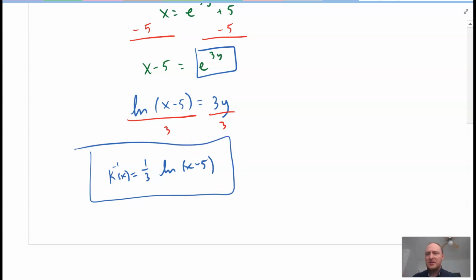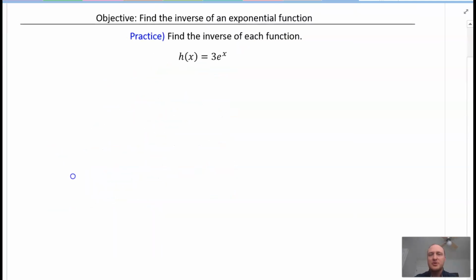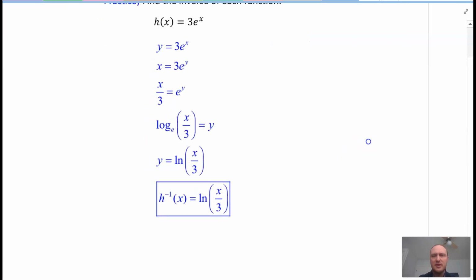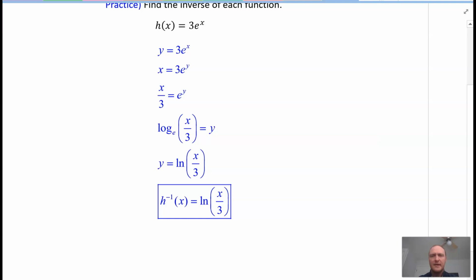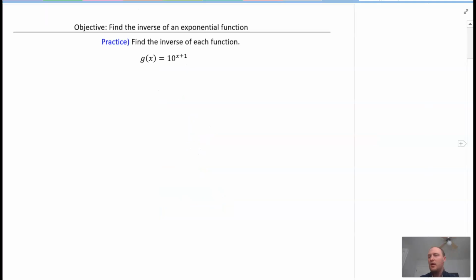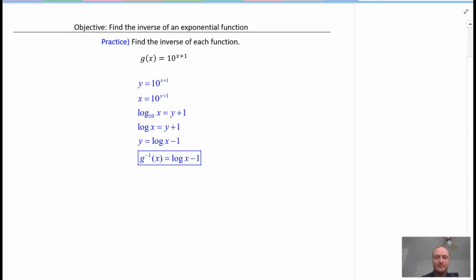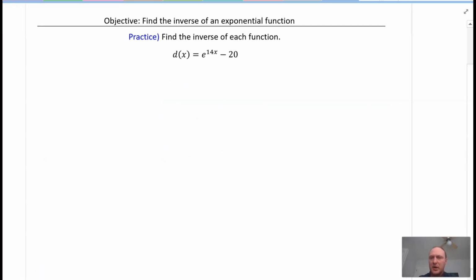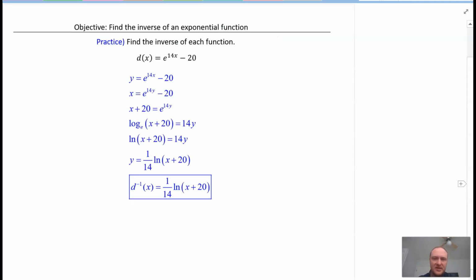All right, so I have some practice problems for you. I want you to go ahead, try these. Please pause the video and try this example. Okay, so hopefully you got this. All right, here's practice number 2. And hopefully you got this. Okay, and here's the third practice problem. Please pause the video. And hopefully you got this.